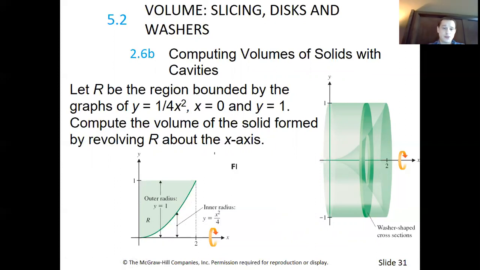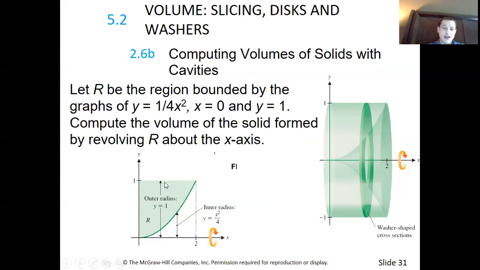Well, if you were setting up a strip right here, from the top to the bottom, it'd be the y on the top minus the y on the bottom, which across the entire way would be 1 minus 0, 1 minus 0, 1 minus 0. And that radius would always be 1. And so what's the volume? It's pi r squared, which is pi times 1 squared, or pi, times the thickness.